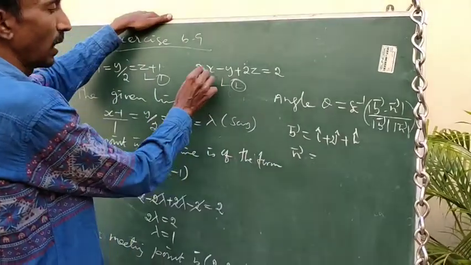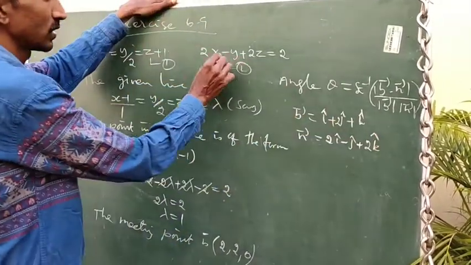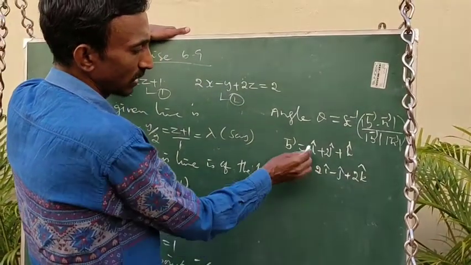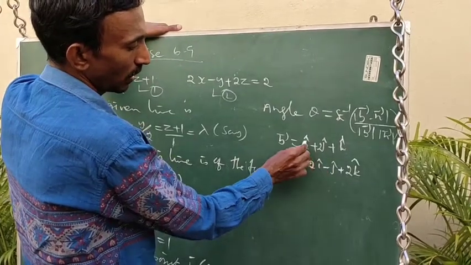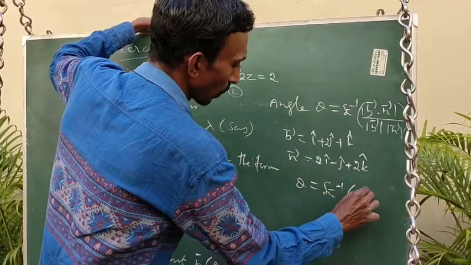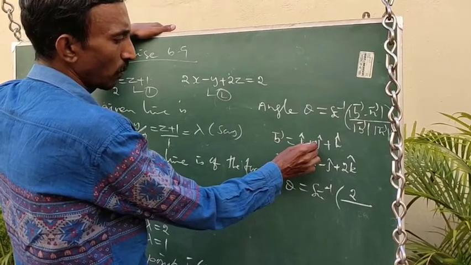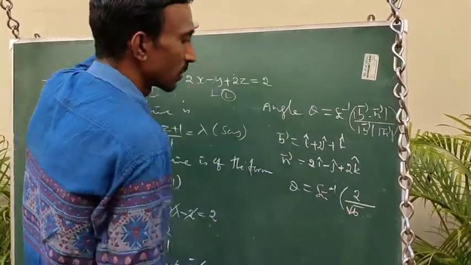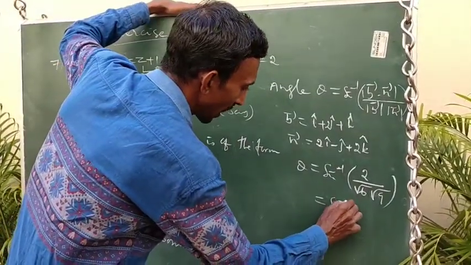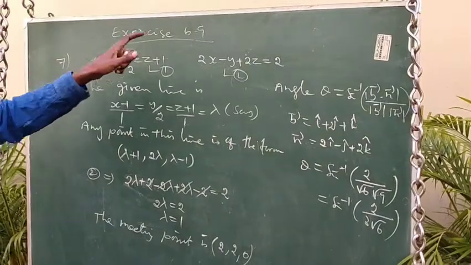The n vector from the plane equation is 2i minus j plus 2k. Find the dot product of the two: 2 minus 2 cancel, so 2. So theta equals sine inverse of 2 by the magnitude of this one, square root of 1 plus 4 plus 1, square root of 6, and the second one is square root of 9, that is 3. So sine inverse of 2 by 3 root 6. That is the angle between the line and the plane.